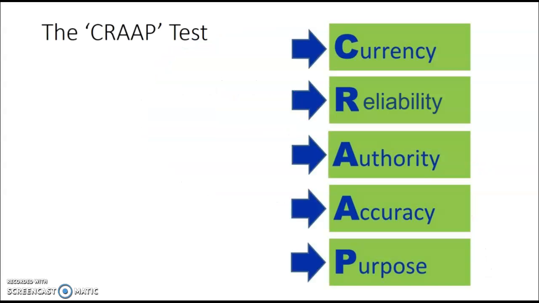Well, I like to use a little test called the CRAP test, and that's just a little acronym that helps me to remember the things or areas I need to look at to determine whether or not the information that I'm reading is reliable. So, we're going to be looking at currency, reliability, authority, accuracy, and finally the purpose or point of view. So let's break that down and take a look at an example.